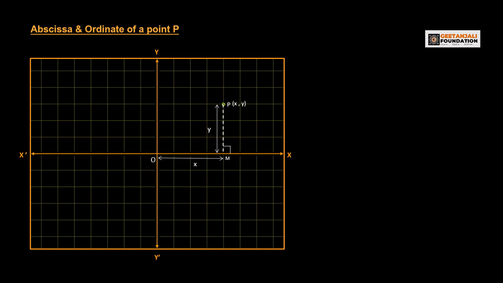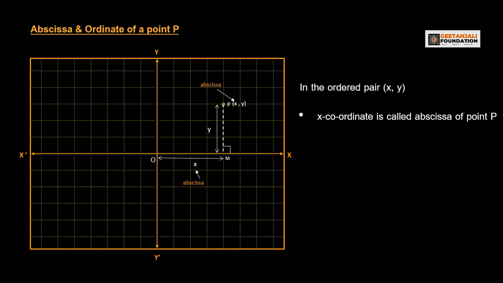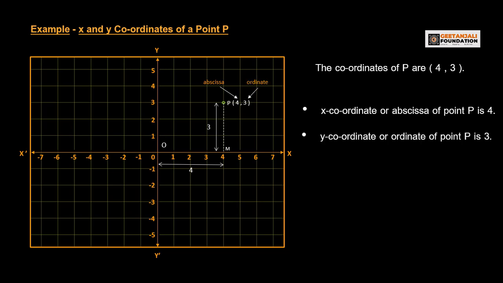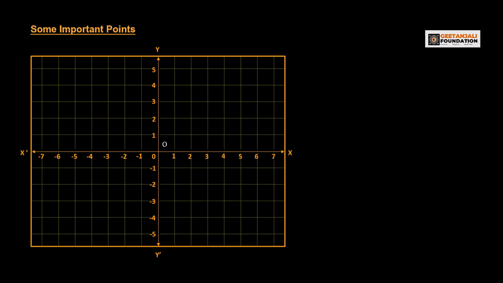Now let's see what are the abscissa and ordinate of a point P. We take the same example P(x, y). Here the first coordinate, that is the x coordinate, would be called the abscissa of point P, and the second coordinate, that is the y coordinate, will be known as the ordinate of point P. Let's understand this also by the example. So we had a point P (4, 3). The first coordinate 4 would be the abscissa, and the second coordinate 3 would be the ordinate of point P.